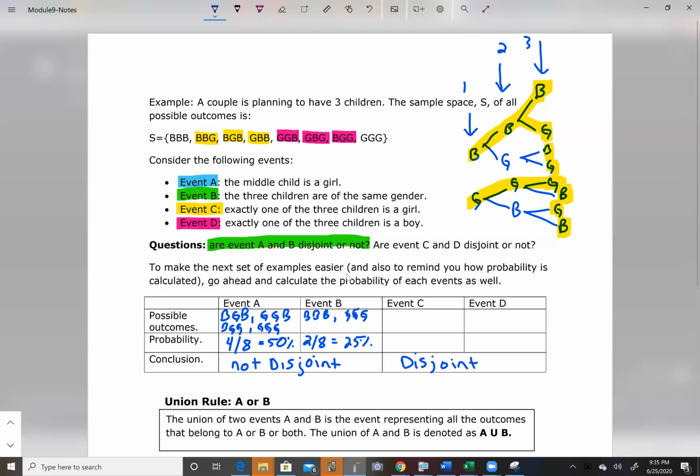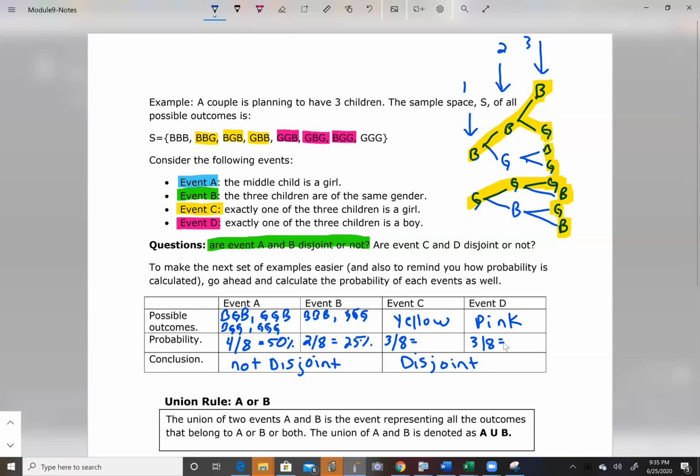Okay, let's go ahead and fill all of these out. Well, event C, let's just put yellow. I don't want to draw that again. And event D, let's call that pink. Both of them are 3 out of 8. So both of them are less than 1/2.